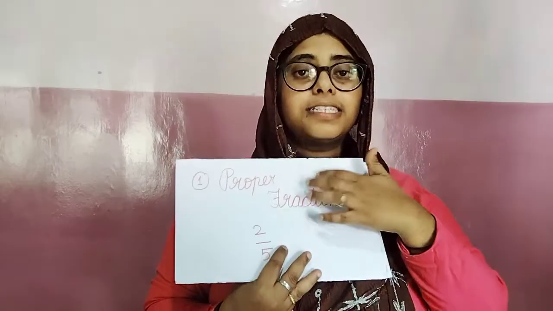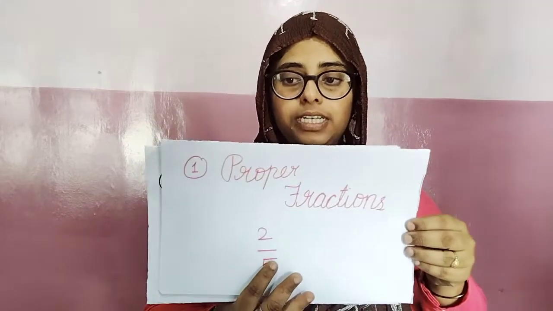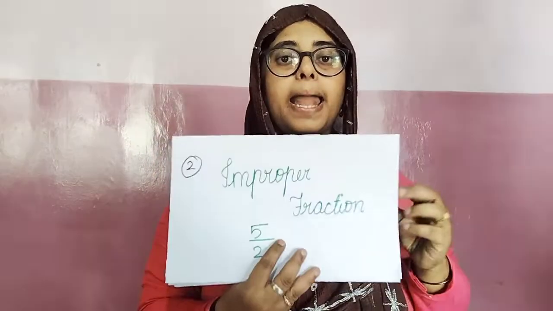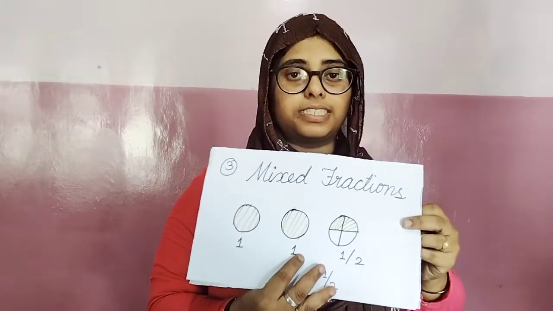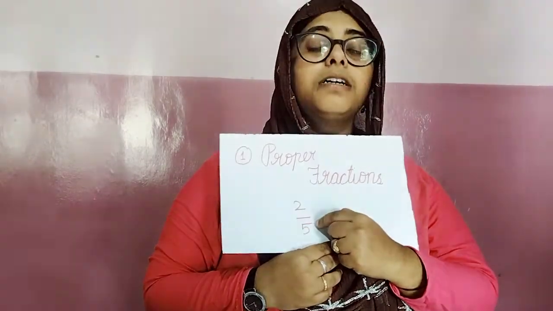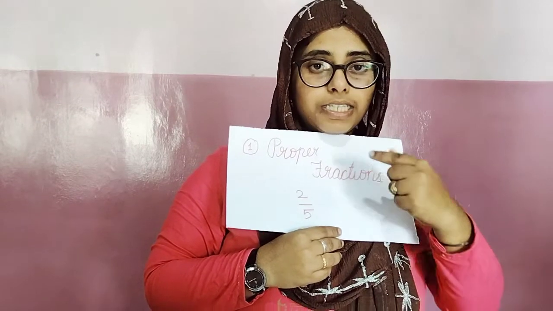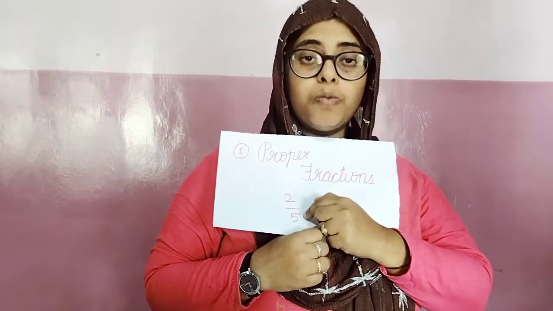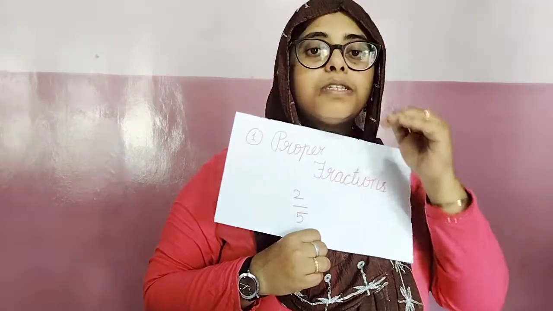Basically, fractions are divided into 3 types. One is proper fraction, another is improper fraction, and the third one is mixed fraction. Let me start with the proper fraction. Proper fractions have a denominator and a numerator. In a proper fraction, the denominator will be high and the numerator will be small.